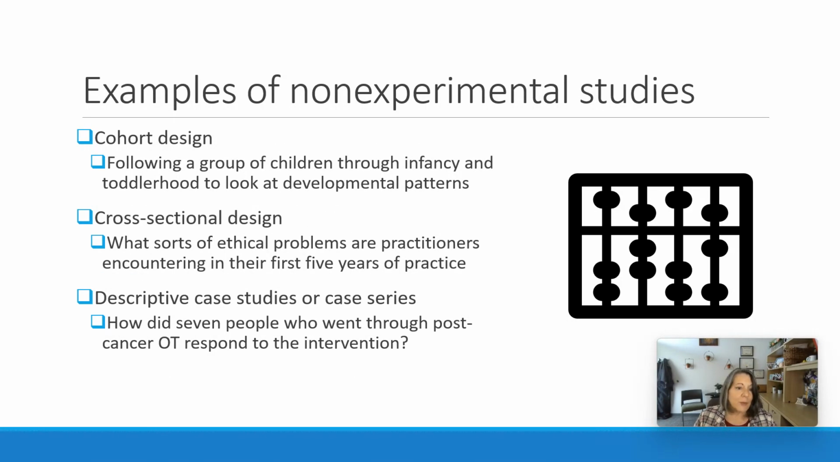Okay, some other examples would be a cohort design. This would be similar to the cohort that we talked about before, but this time we are not introducing an intervention. We're just following this group through. So what if we're looking at a group of children from infancy to toddlerhood to look at developmental patterns and we're just seeing what's naturally occurring? We're just reporting on what is, not introducing something to change it. Okay?